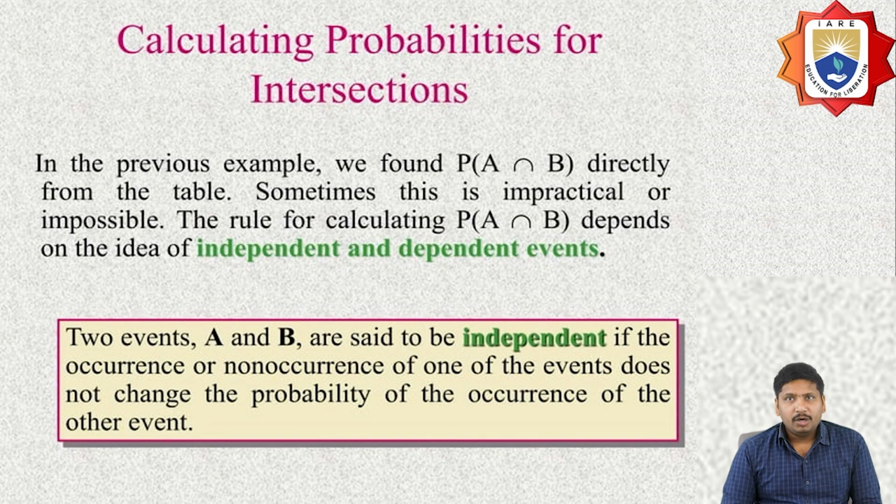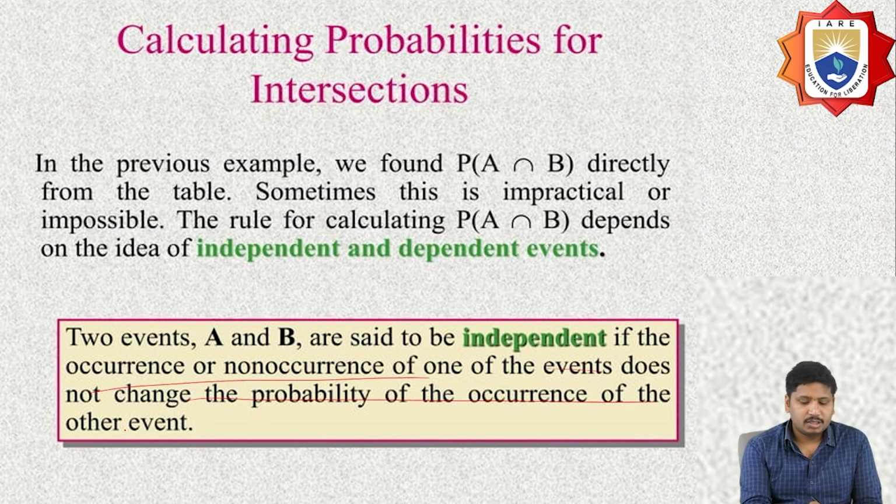Calculating probability for intersection. In the previous example, we found the probability of A intersection B directly from the table, but sometimes that is impractical or impossible. The rule for calculating A intersection B depends on the events. Two events A and B are said to be independent if the occurrence or non-occurrence of one event does not change the probability of occurrence of the other event.